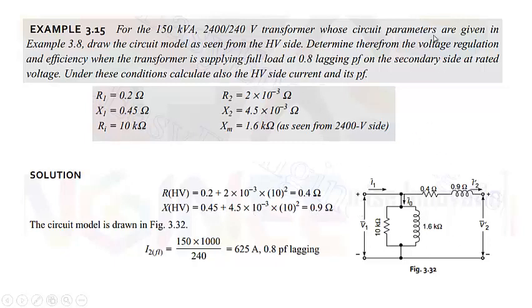The first part was to draw the circuit model as seen from the high voltage side. We have drawn the circuit parameters as seen from the high voltage side. Now determine the voltage regulation. To calculate the voltage regulation at full load 0.8 lagging, we first need to calculate the full load current. That would be 150 into 1000 divided by 240, that is the low voltage current. Or you can calculate the current on the high voltage side by dividing by 2400 or by 10, to be 62.5 amperes, 0.8 power factor lagging.